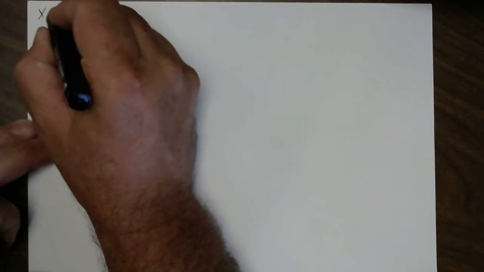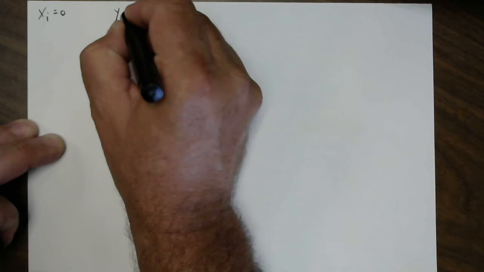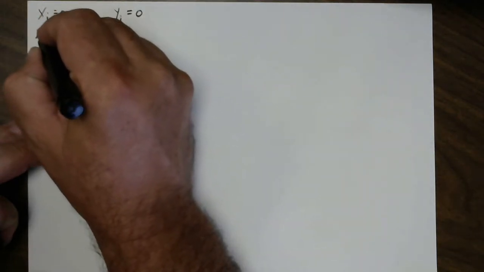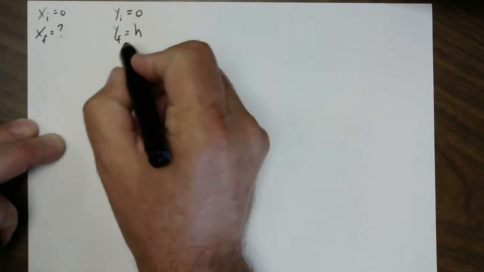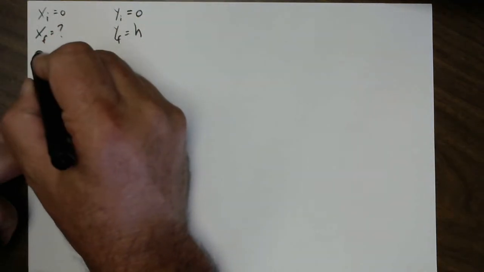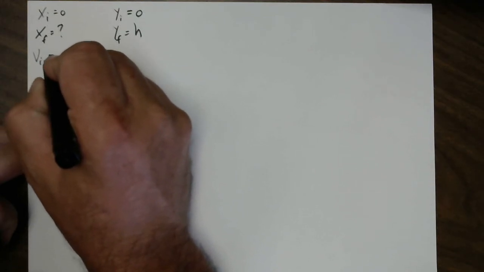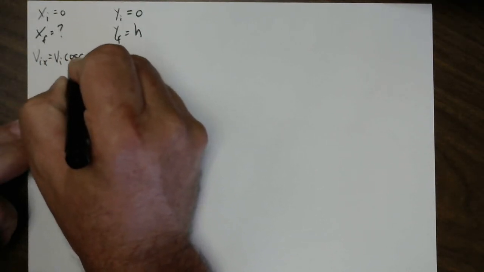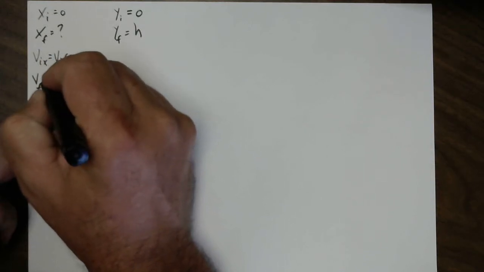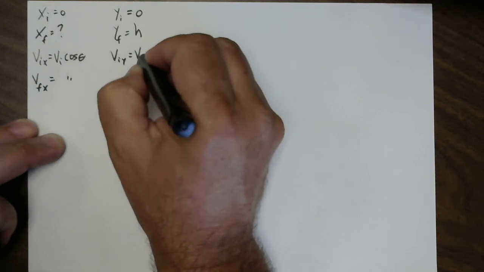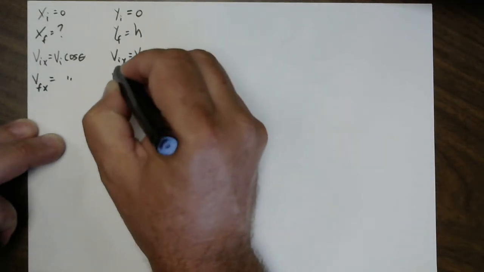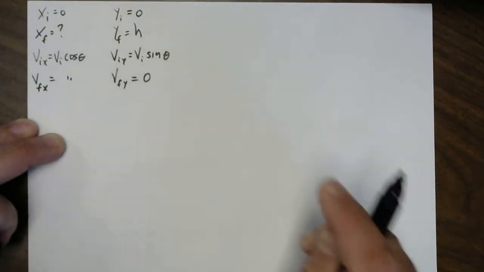So the changes that we need to make look a little something like this. Xi will still be 0. Yi will still be 0. Xf will be, I don't know. Yf we're going to call the height, but we don't know what it is. Vix is still Vi cos theta, as is Vfx. I'm going to put the ditto marks there. Viy is Vi sine theta, but Vfy equals 0.